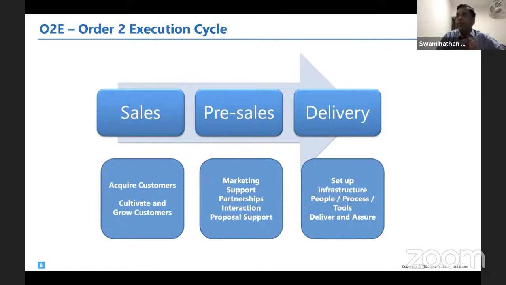They say never lose a customer which you have acquired, right? Because getting a new customer is 10 times more difficult than nurturing an existing customer. So primarily sales, pre-sales, and delivery. These are the 3 different types of roles typically available in the IT service industry.